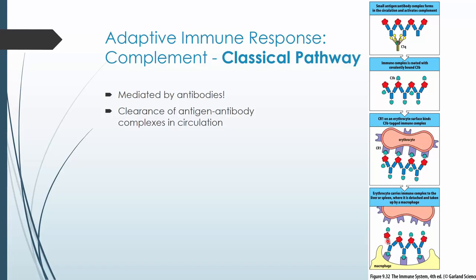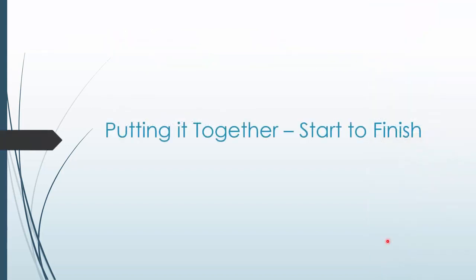So not necessarily important that you memorize all the steps of this. What is important is to recognize that antigen and antibody complexes are cleared using red blood cells and macrophages, because there are pathologies that are a result of too much of this antigen-antibody complex, all right? So let's put it together from start to finish. We're just going to summarize what we talked about, okay?